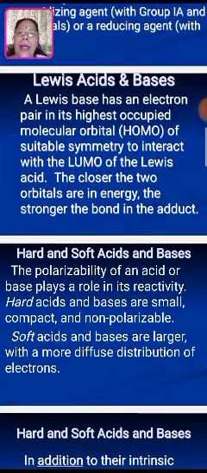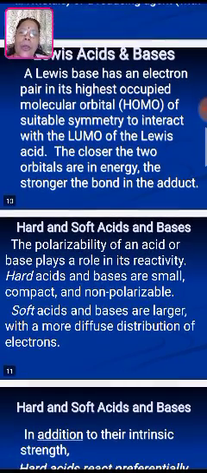A Lewis base has an electron pair in its highest occupied molecular orbital of suitable symmetry to interact with the lowest unoccupied molecular orbital of the Lewis acid. The closer the two orbitals are in energy, the stronger the bond in the adduct. Remember again, the HOMO is the highest occupied molecular orbital and the LUMO is the lowest unoccupied molecular orbital, where the adduct is formed.